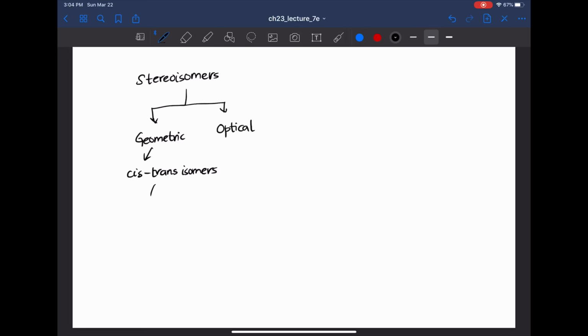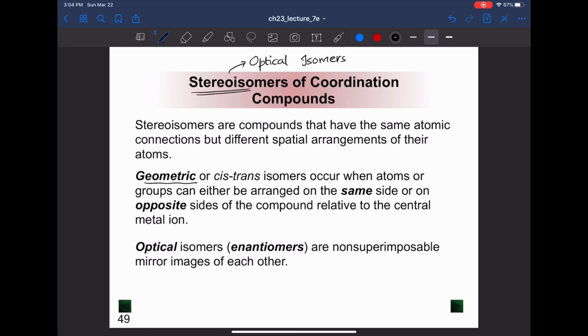So what is a stereoisomer first? Stereoisomers are compounds that have the same atomic connections but different arrangements. One might be on the left side, one might be on the right side. They might have different spatial arrangements. Spatial means the directions, so the directions in which the attachments are might be different. Now, what is a geometric isomer? A geometric isomer is when the atoms or groups can be arranged on the same side or on opposite sides of the compound relative to the central metal ion. Those are called geometric isomers.